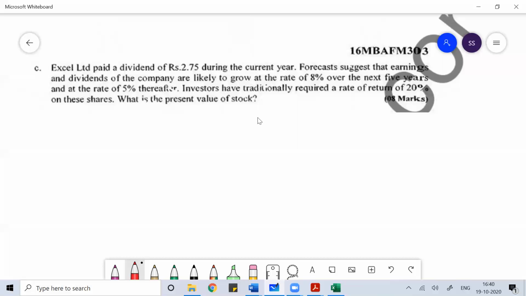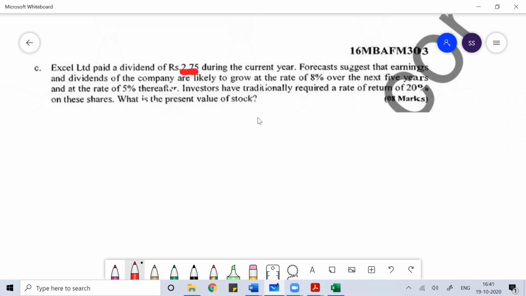If you remember the last two classes, I first talked about the constant dividend model. Then I talked about the constant dividend growth rate model. Now I'm talking about the two-stage growth rate model. Why it is called the two-stage growth rate model, you can understand if you see this problem.